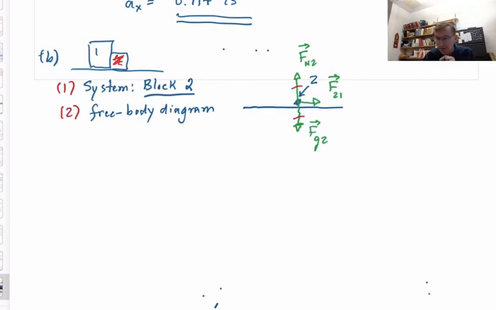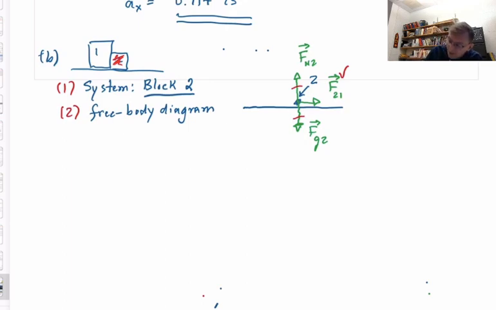And a lot of people struggle with that. When you draw the complete free body diagram for a system, you only draw forces acting directly on that system. This then is the complete free body diagram for block 2. Notice then what is responsible for block 2's acceleration. The 0.914 meters per second squared that we just found in part A of this problem. It's that F21. That's what's giving block 2 its rightward acceleration.